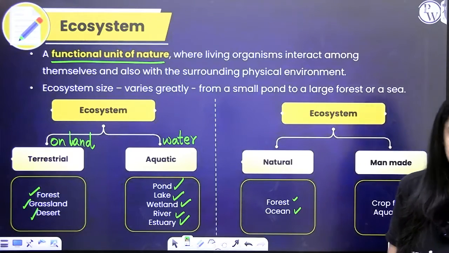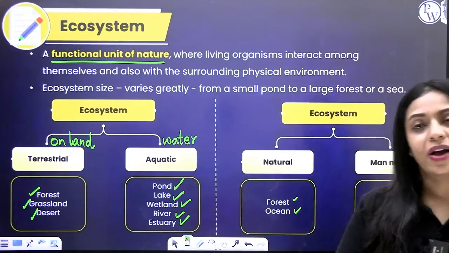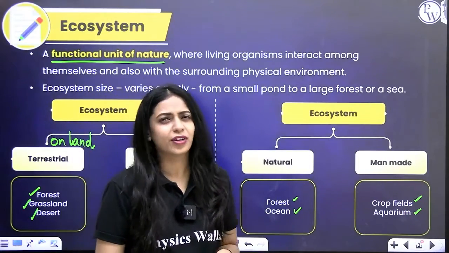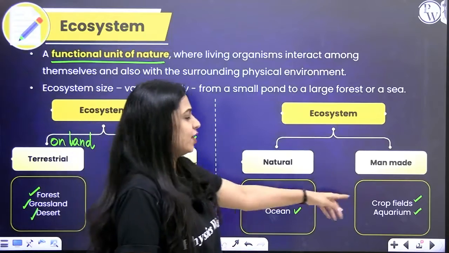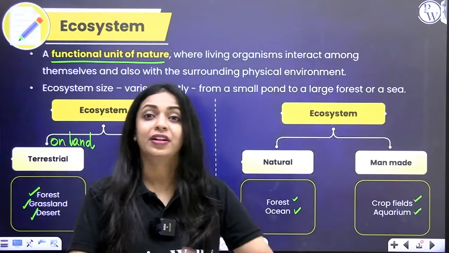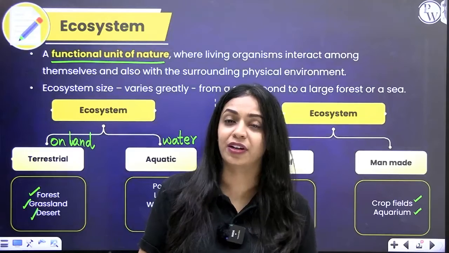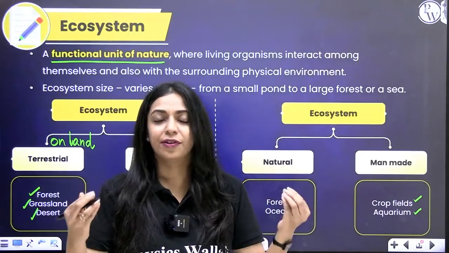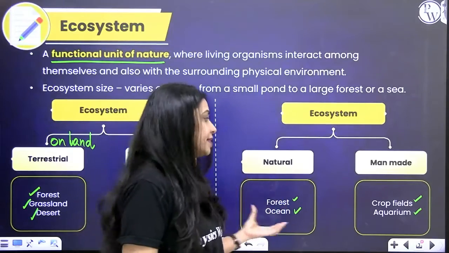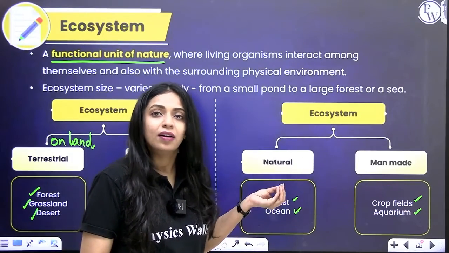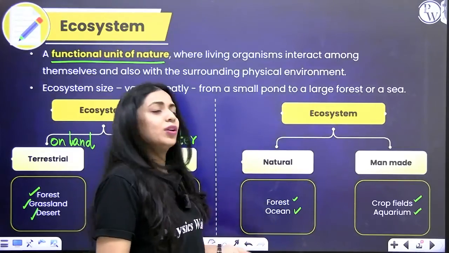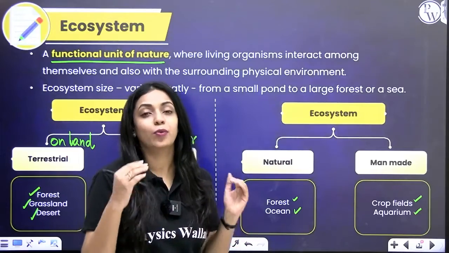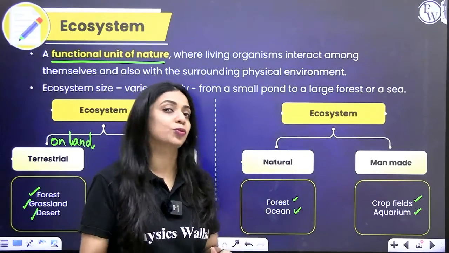Now, what's the difference? In a forest, you have different kinds of plants, you have different kinds of animals, you have different types of microbes. Even in crop fields, you do find different types of plants, you do find different types of insects or animals there. You do find different types of microbes. So what differentiates this from this? In nature or in natural ecosystems, nature chooses what kind of plants and what kind of animals and what kind of microbes should be there.